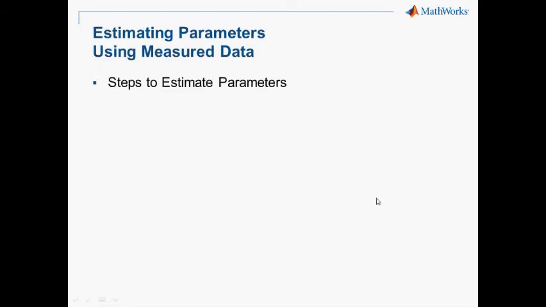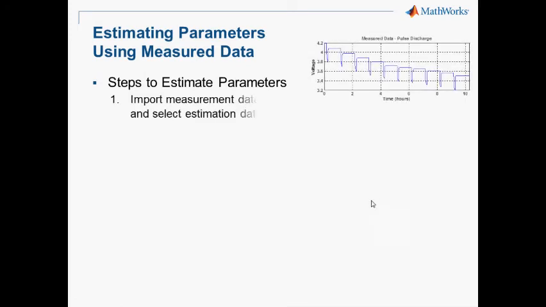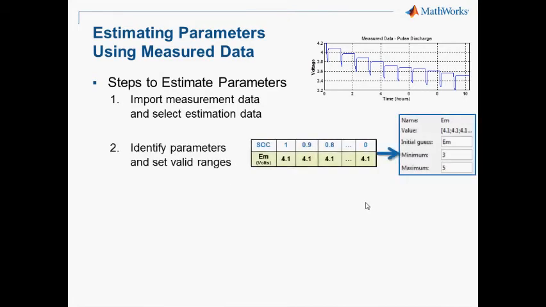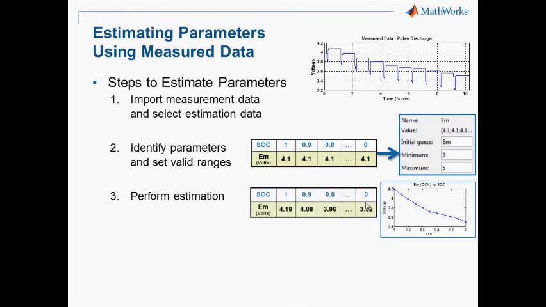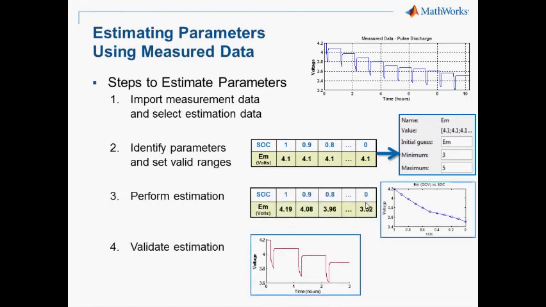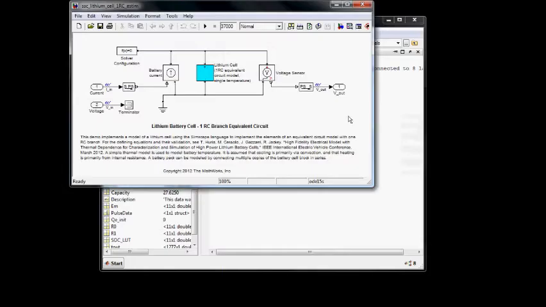There are several steps needed to estimate parameters. First, we need to import our measured data and select the data that we want to use. Second, we need to identify the parameters and set their valid ranges. Third, we may adjust some settings and then begin the estimation. And finally, we can validate the final parameters with measured data, ideally with independently measured data sets. Let's take a look at this in Simscape.